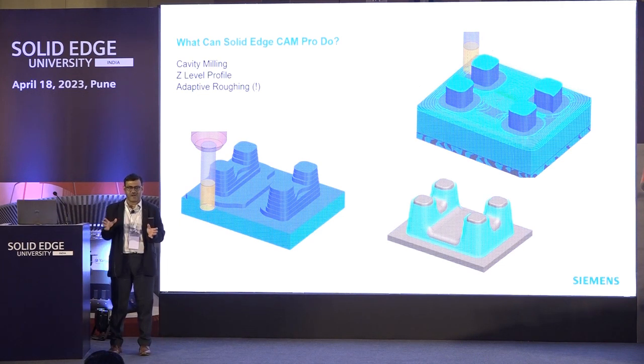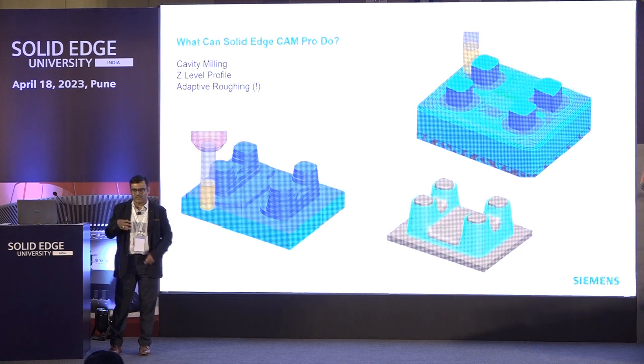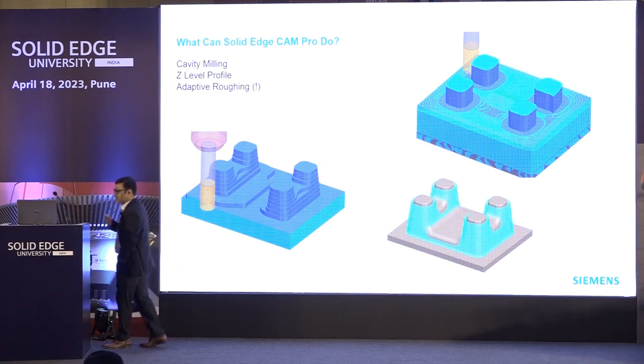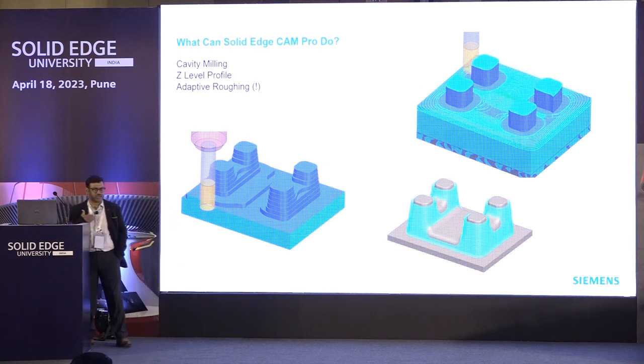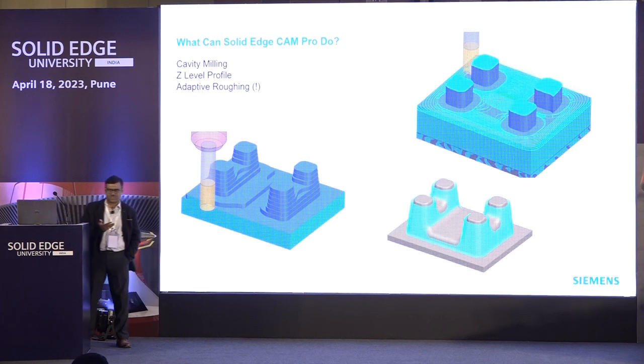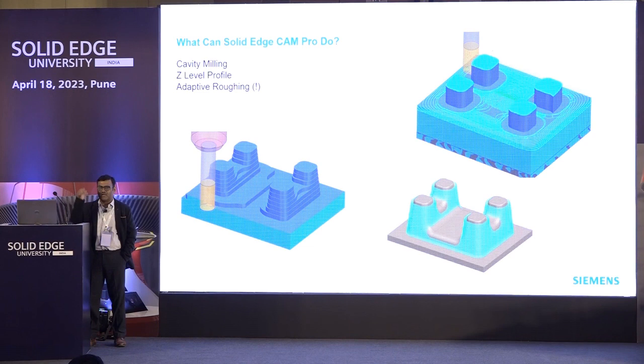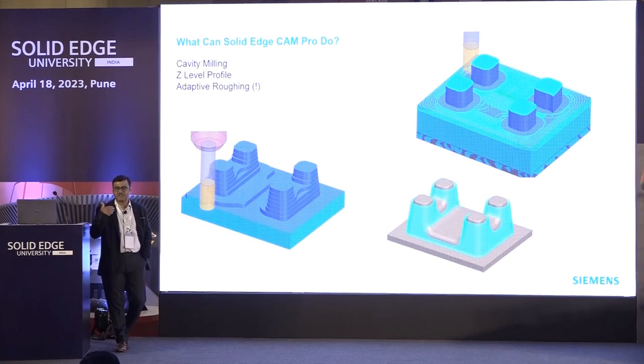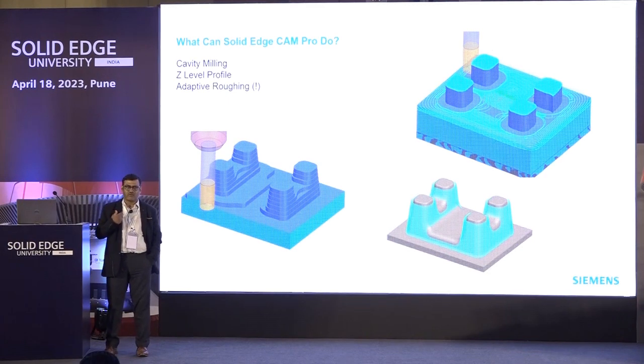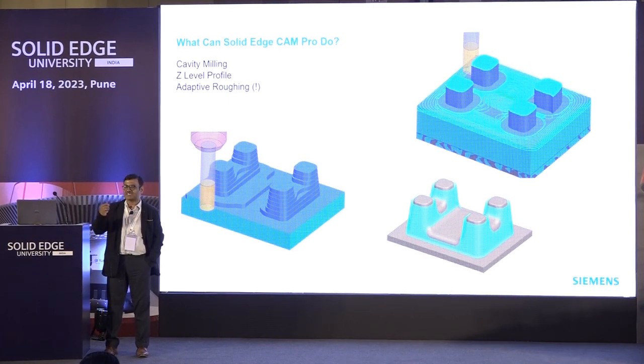So it is not just prismatic part machining, but you also want to do milling, what we call die and mold machining, or cavity milling, or even adaptive machining, or you may have a Z-level profile. There are so many techniques to cut the same material, right? So it all depends on the experience of the user. Now what Siemens is trying to do is teach.